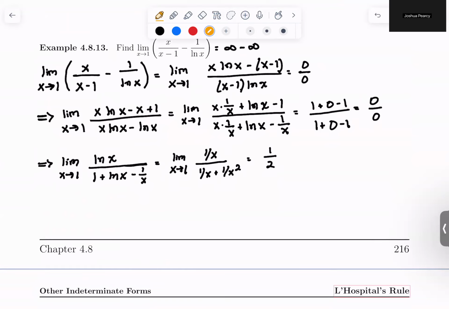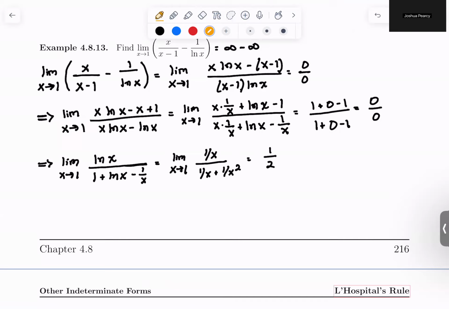When I take the derivative of this piece here, x times ln of x, it uses the product rule. So I have x times 1 over x plus ln of x minus 1 in the numerator. In the denominator, I have x times 1 over x plus ln of x minus 1 over x. When I let x go to 1, in the numerator I have 1 plus 0 minus 1, and in the denominator, I have 1 plus 0 minus 1. And again, we still have the type 0 over 0 form.